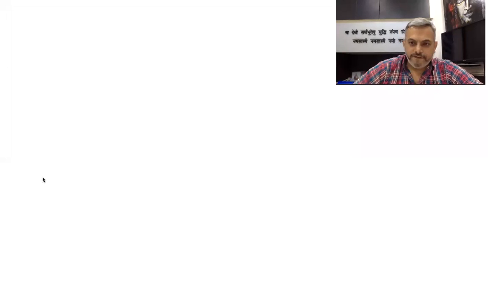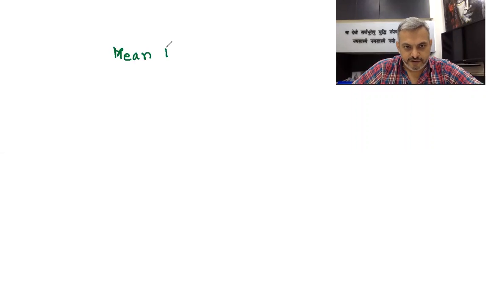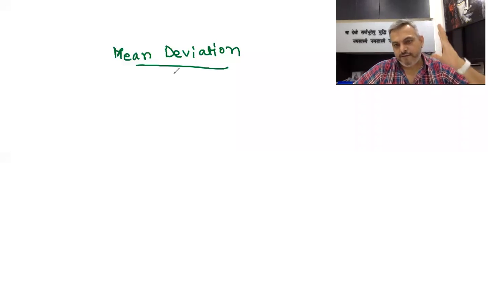Okay, so today we are going to start with the third measure of dispersion, that is mean deviation. Now, as the name suggests, mean deviation. So what is mean deviation? Mean deviation is the deviation of all the observations from the mean. That is known as mean deviation.